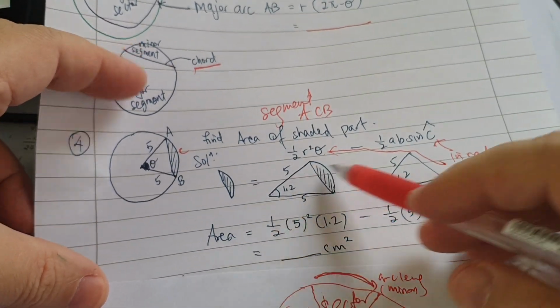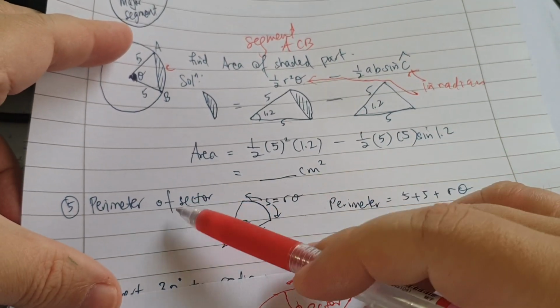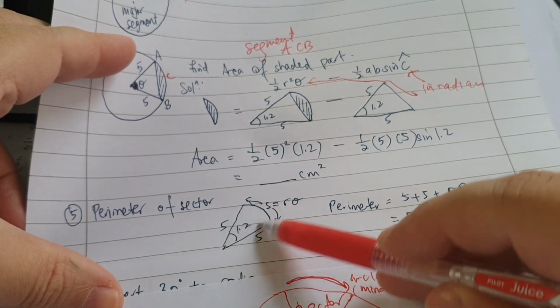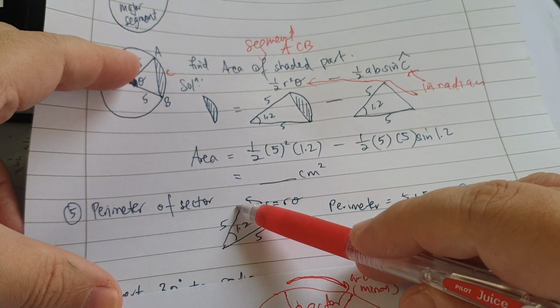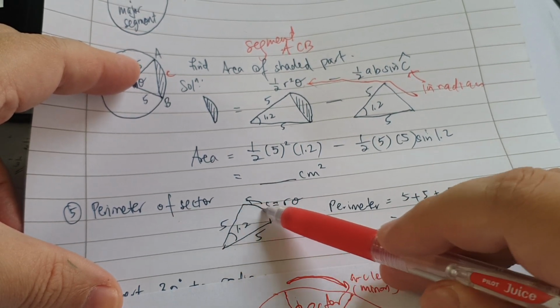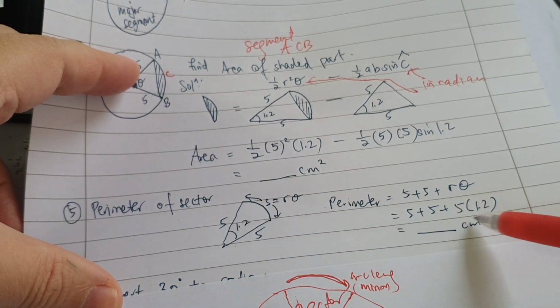So I've given you an example here. You can work it out. If I ask you to find the perimeter, perimeter means the whole thing surrounding the shape, the lengths of all the sides. So this is included. So it's 5 plus 5 plus r theta, like that.